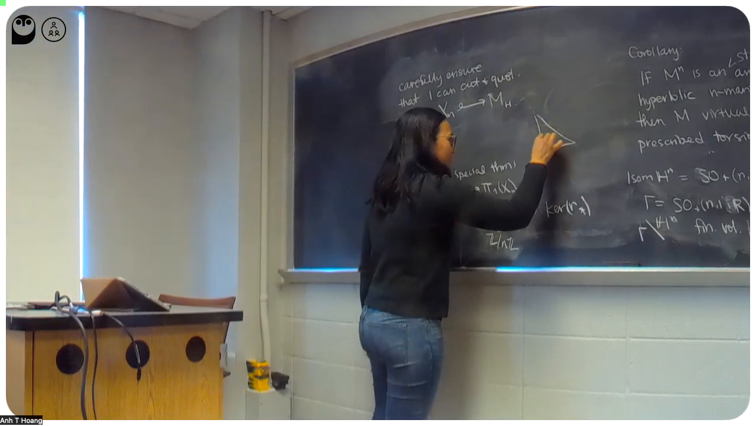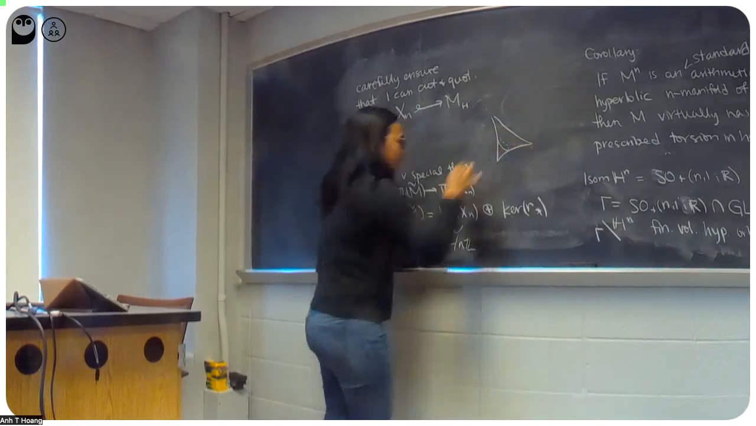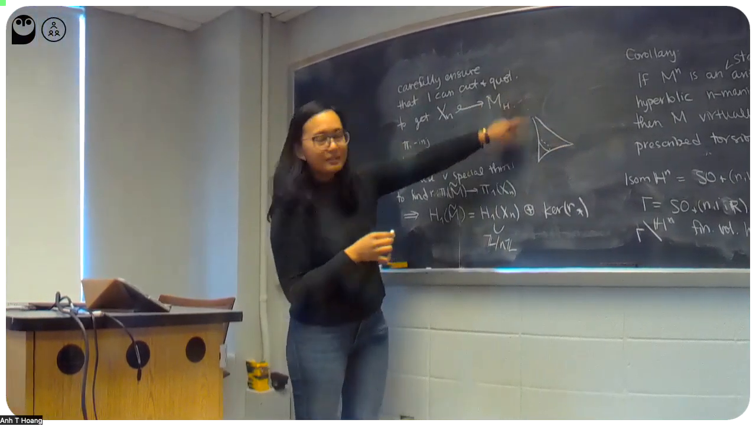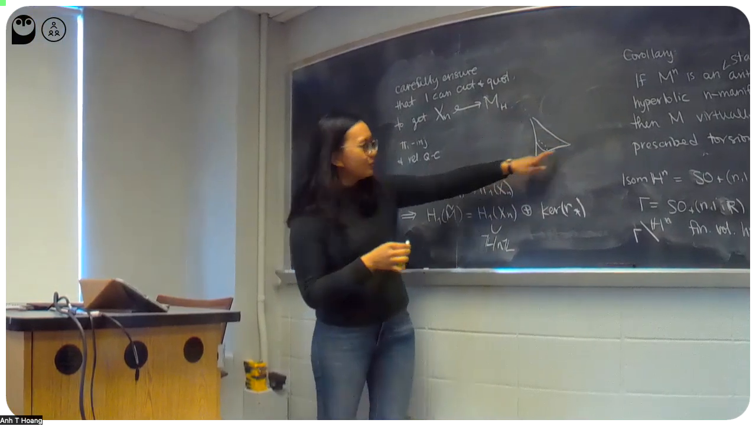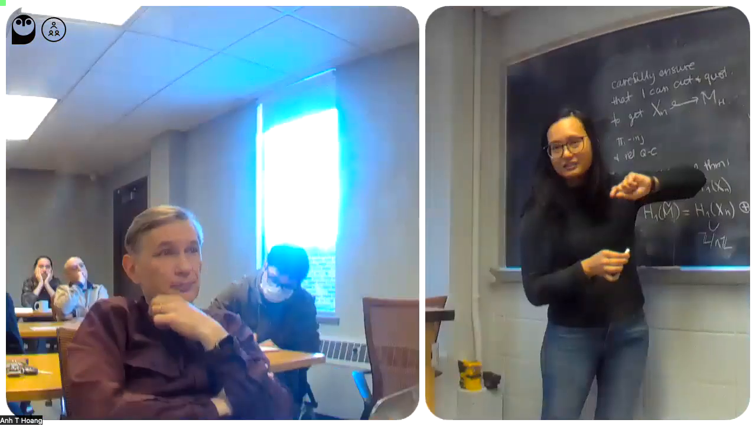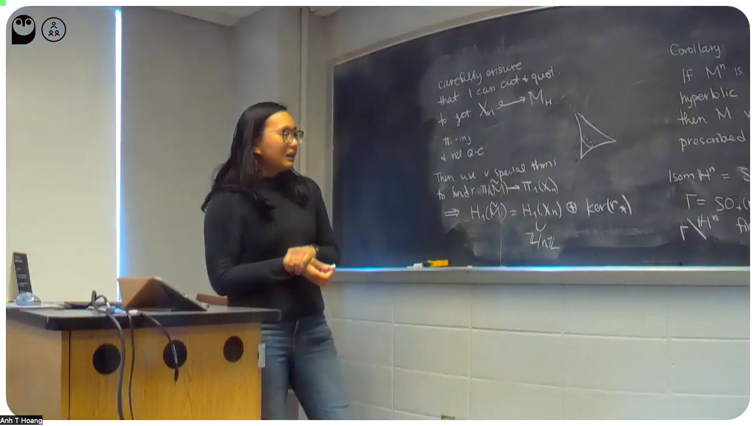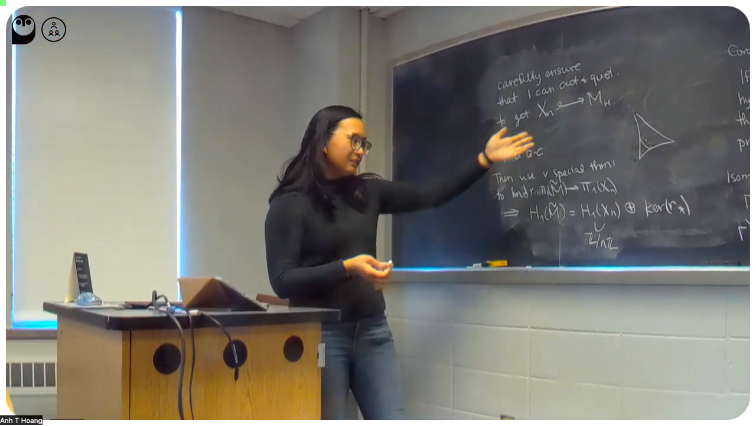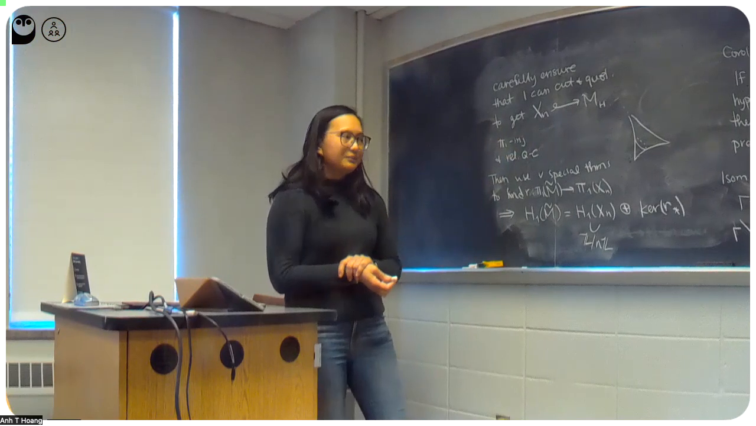This is a picture of what it looks like. You have this cusp here. There's a cone point of order 2 and a cone point of order 3. That's what it looks like. And that's in the case of n is 2, and you can find finite covers that are manifolds.